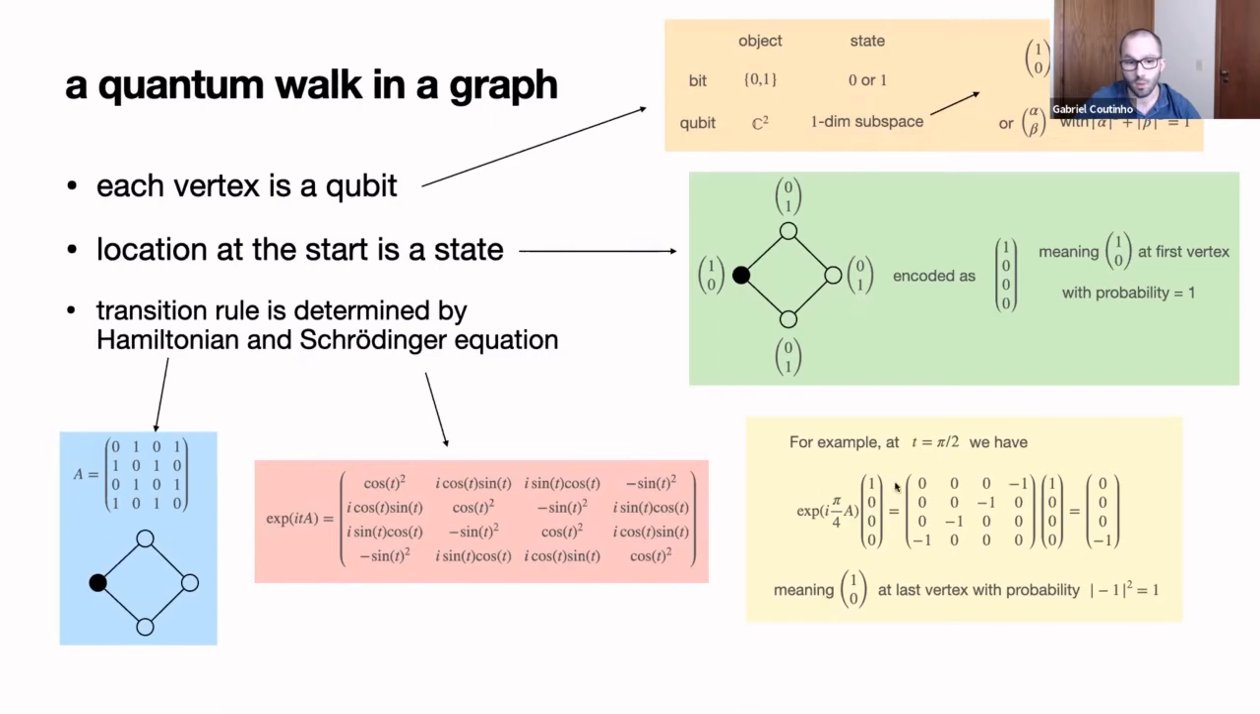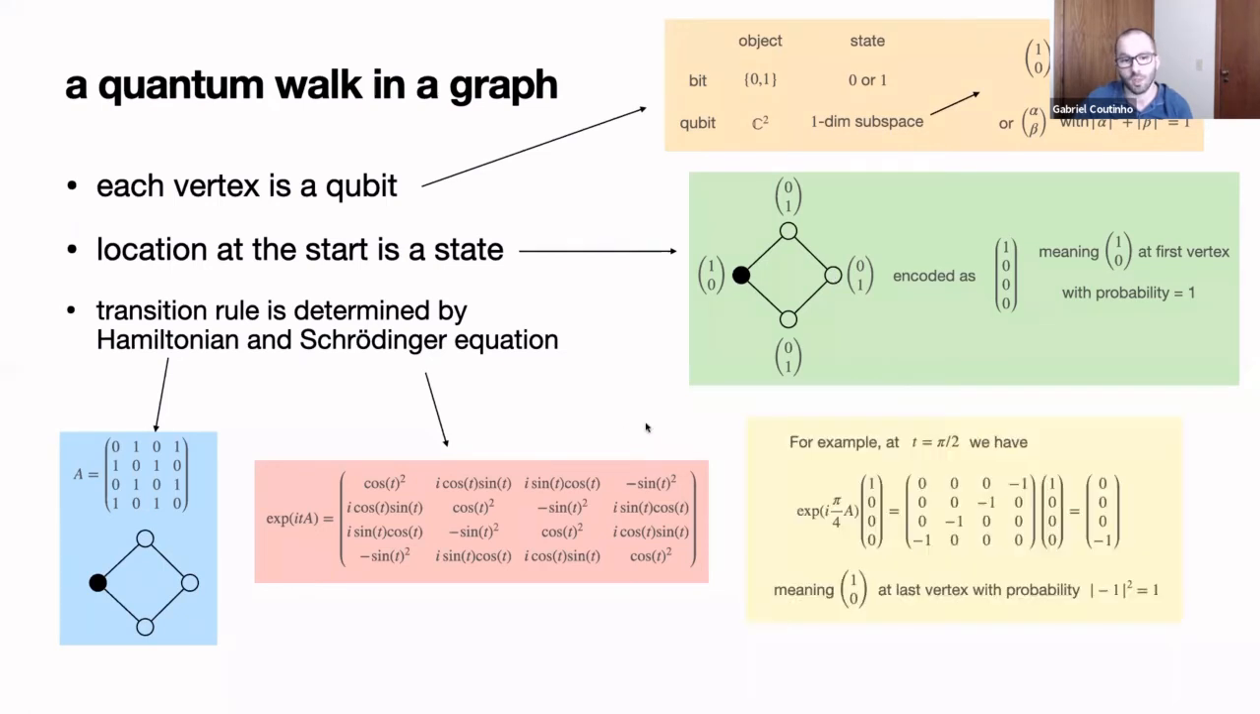This is going to be the matrix you get. Only the sines are going to survive, the cosines are going to kill everything. You're going to get these minus ones. And this was my original state. This is the state I will be at time pi on 2, meaning that I will observe 1, 0 at the last vertex with probability 1. The fact that this is a minus one doesn't really matter. The quantum axioms tell you that the only thing that matters in terms of the observation is its absolute value squared, which is one. So my walker started here, and after time pi on 2 ended up here.